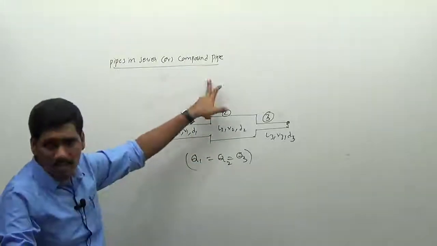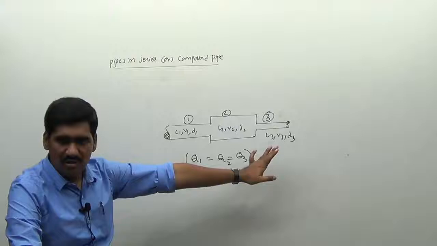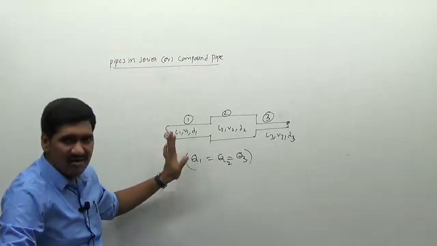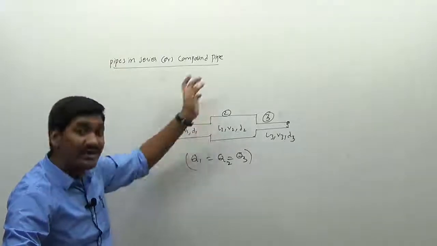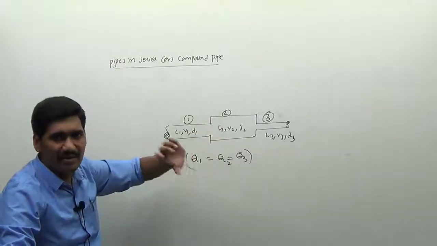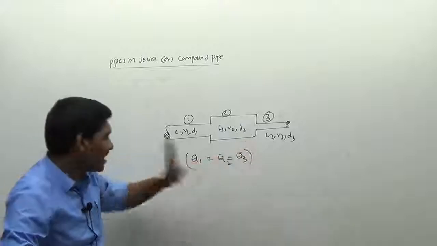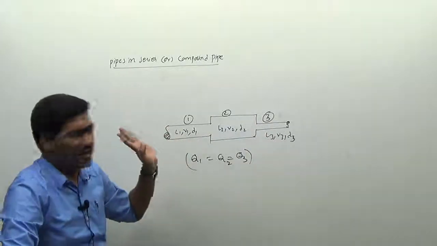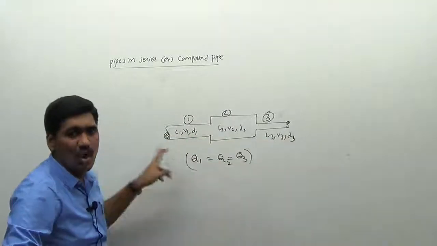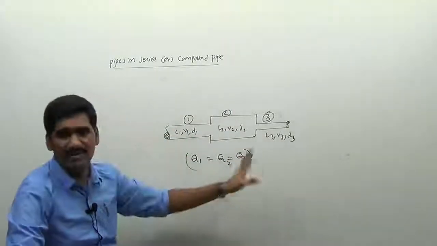What is meant by compound pipe? A compound pipe is a pipe which has different pipe lengths of different diameters, connected with each other from one end to the other end. Therefore I can say this one is the compound pipe here. Very important pipe it is.